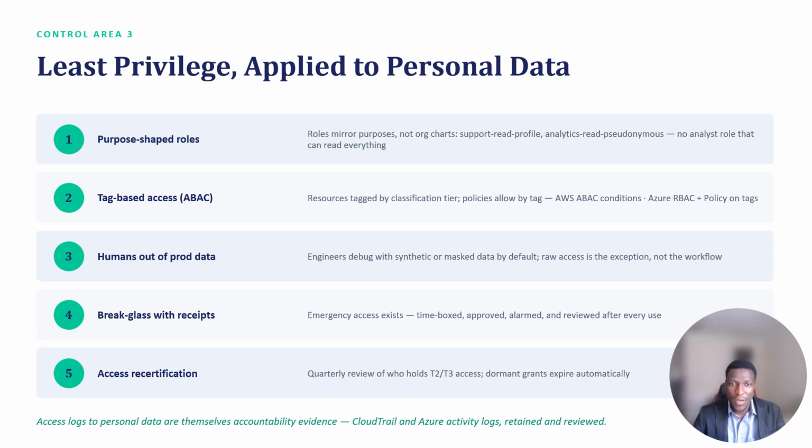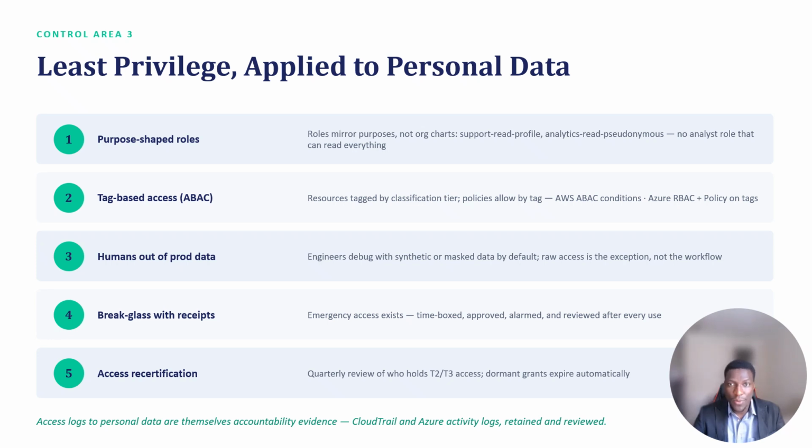Next, we will talk about least privilege and how that is applied to personal data. Identity and access tuned for personal data. There are 5 practices in general that I'm going to call out. The first one is purpose-shaped roles. This is when roles mirror processing purposes rather than organizational charts.